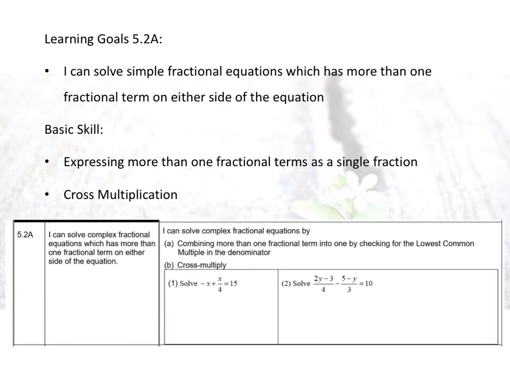Now we have come to the end of this part of chapter 5.2a. Our main goal of this part of the chapter was that we are able to solve fractional equations which have more than one fractional term on either side of the equation. Some of the skills that we focus mainly on are to combine two fractional terms together as one single fraction. And after that, we do a cross multiplication to help us solve our equation.